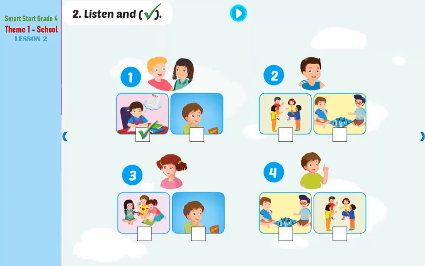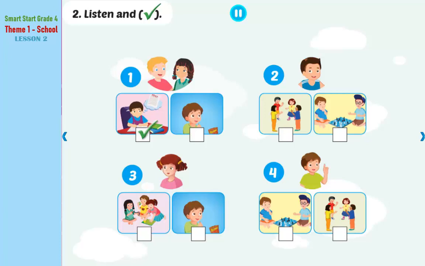B. 2. Listen and tick the box. Look at the pictures. Listen. There is one example. 1. I can't see Nick and Mai. What are they doing? They're studying. Look, there they are. Can you see the tick? This is an example. Now listen and tick the box.